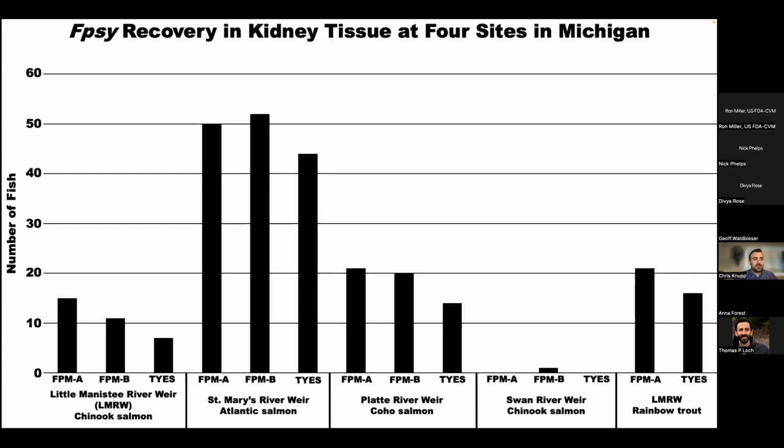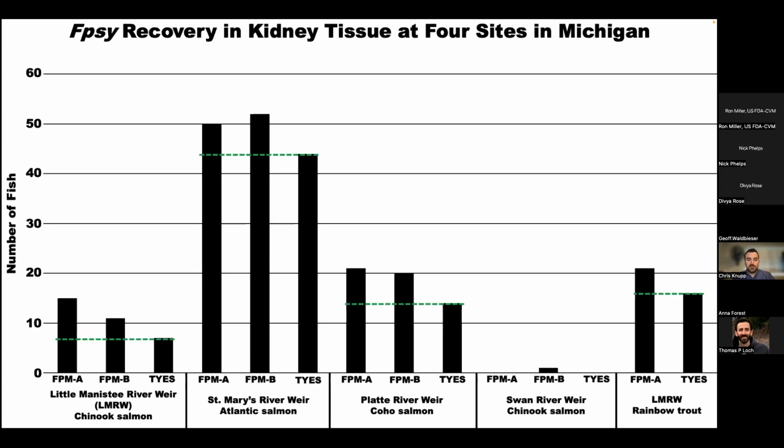Now getting into the results, first I'd just like to orient you to what you're seeing here. So across the bottom are our surveillance locations, the fish species that were sampled there, as well as the media types that were used. The bars illustrate how many fish we recovered cycrophyllum from out of the 60 sampled at each site.